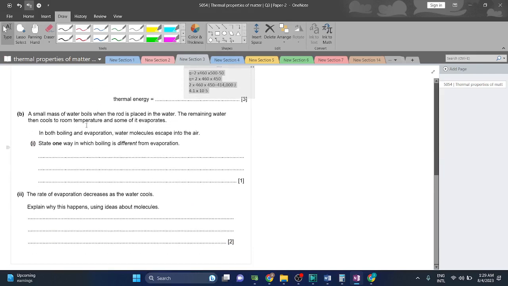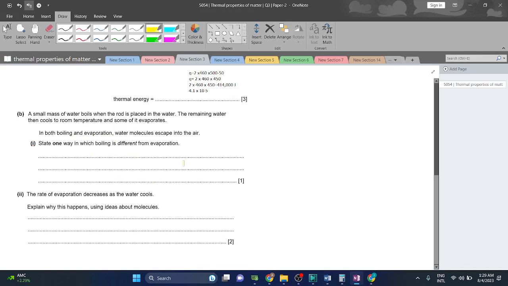Okay, next. A mass of water boils when the rod is placed in the water. The remaining water then cools to room temperature and some of it evaporates. In both boiling and evaporation, water molecules escape into the air. State one way in which boiling is different from evaporation.